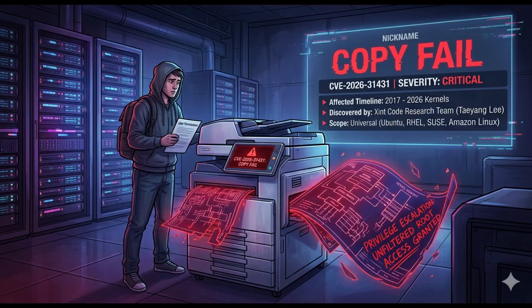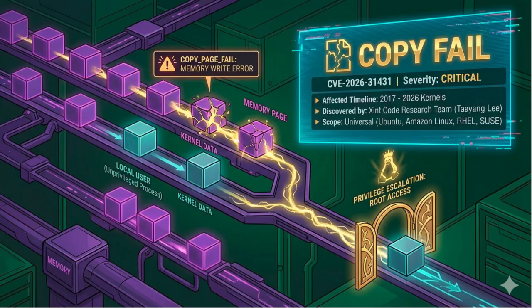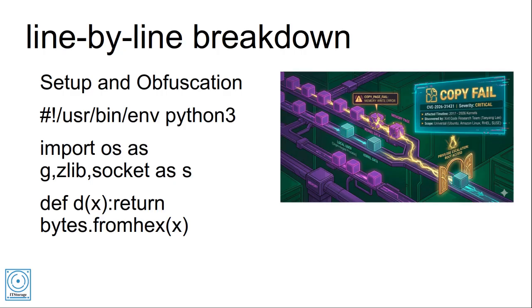This code is a Python implementation of a local privilege escalation (LPE) exploit. Especially, it leverages a vulnerability in the Linux kernel, most likely a variant of the famous Dirty Pipe, CVE-2026-31431, or a similar page cache exploit, to overwrite a read-only system file, /usr/bin/su, in memory. Line by line breakdown: setup and obfuscation.